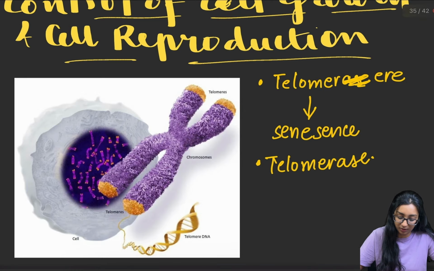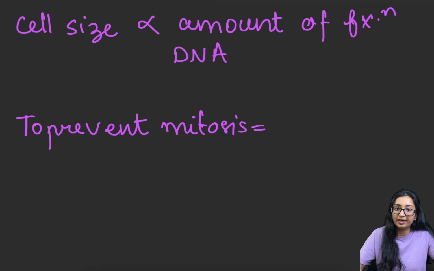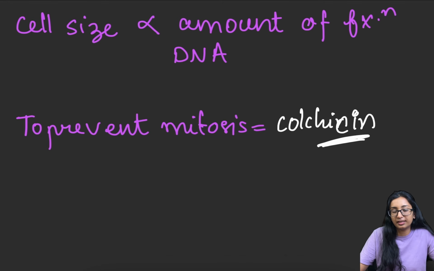Here is the telomere. For the cell size, it corresponds to the amount of function of DNA. To prevent mitosis, we have a chemical called colchicine. The cell size doesn't really matter, however much it has to grow, it will grow. But the replication and the mitosis are really required. So that's all in this video.